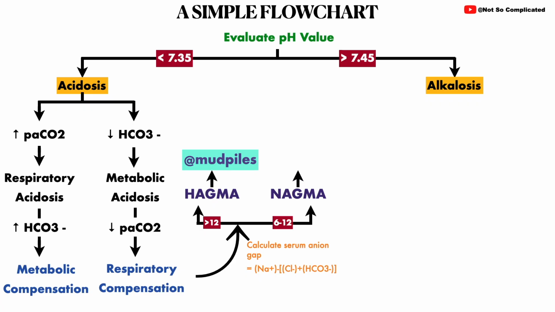And for NAGMA, there is another mnemonic, that is FUSED CARS. F is fistula, it can be biliary fistula or pancreatic fistula. U is ureterogastric conduit. S is saline administration, and in that case also NAGMA happens. E is endocrine causes like Addison disease, D is diarrhea, C is carbonic anhydrase inhibitors, A is ammonium chloride, R is renal tubular acidosis or RTA, and S is spironolactone. These are the causes of normal anion gap metabolic acidosis. That is how we complete acidosis.